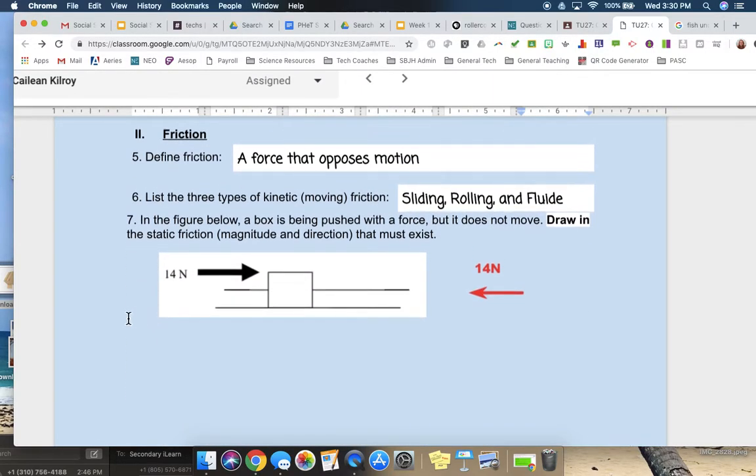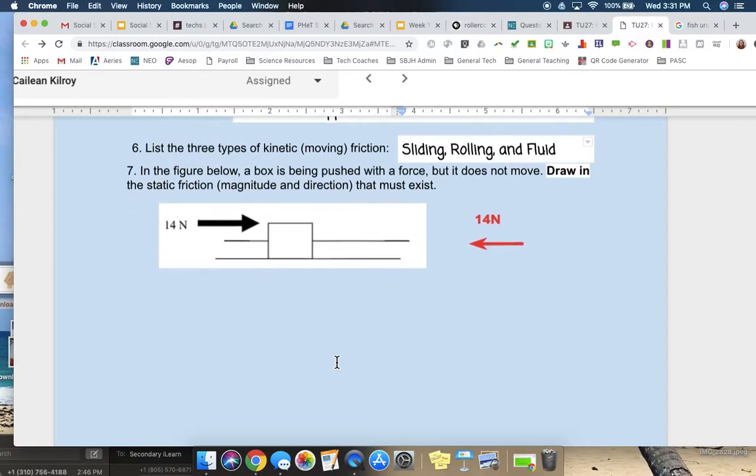Moving on to friction. Friction is a force that opposes motion. And there are three kinds of moving friction. There's sliding, rolling, and fluid friction. In the example below, it shows that the object is being pushed with a force, but it's not moving. When an object is not moving, static friction is acting on the object. So in order to make this object not move, the static friction needs to be 14 newtons in the opposite direction. So here our forces are balanced and it's not moving.